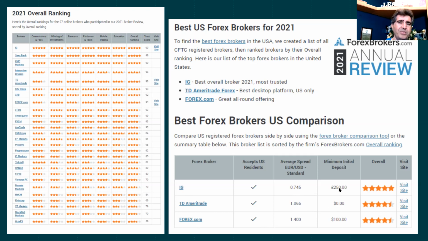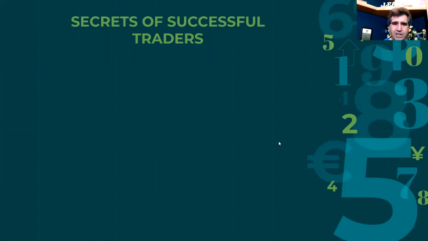You can see that's one of the biggest advantages of Forex: such a small amount of deposit required. So anyway, in the interest of time, I'll just move on.